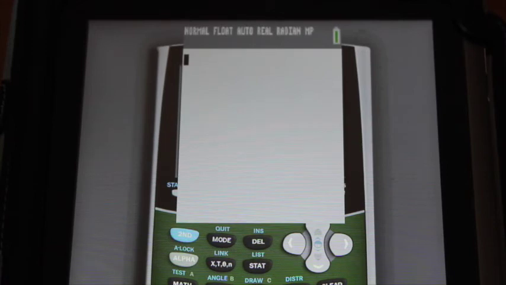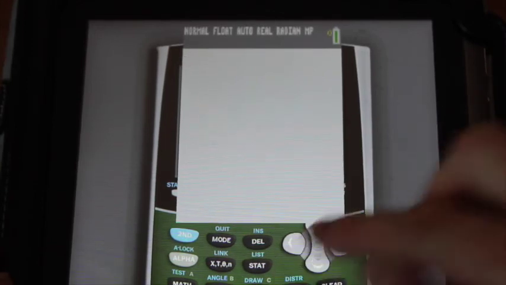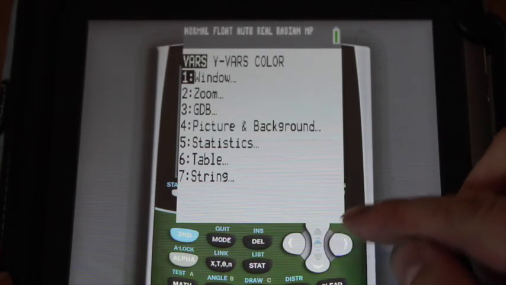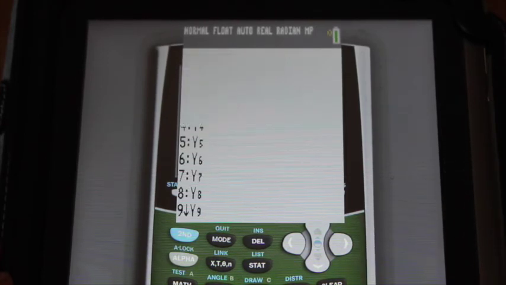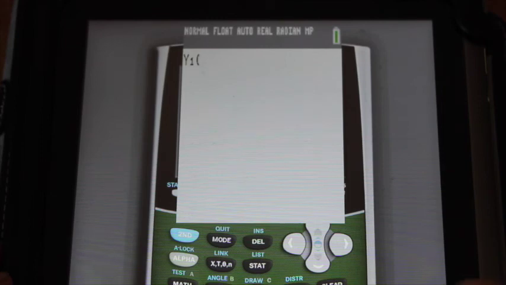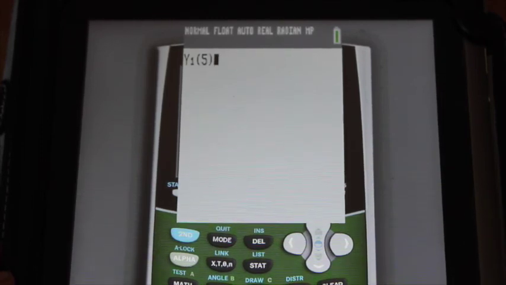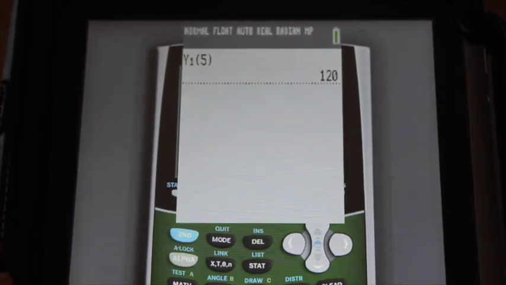Let's say I wanted to now evaluate that function, the original function. Let's say I wanted to evaluate that cubic at a certain value. I might go vars, y vars, function, grab that y1, and I can evaluate this, for example, at 5. And the calculator, again, understands that function notation. It plugs the 5 in where the x is, and I get the 120. I can use this to verify any transformation, including reflections.